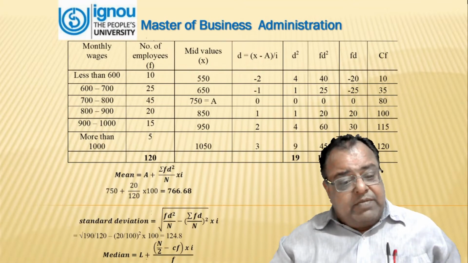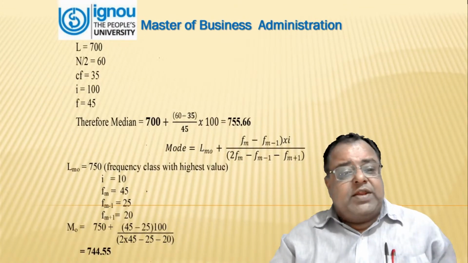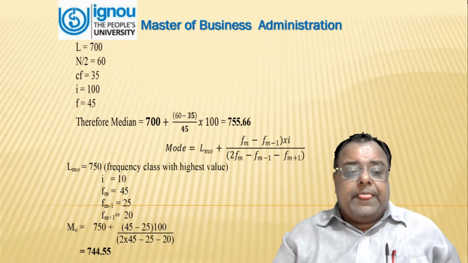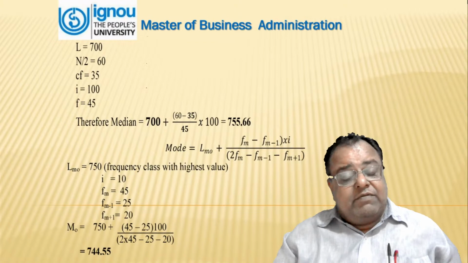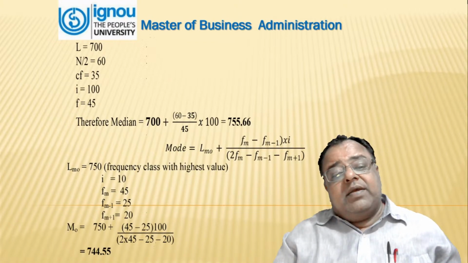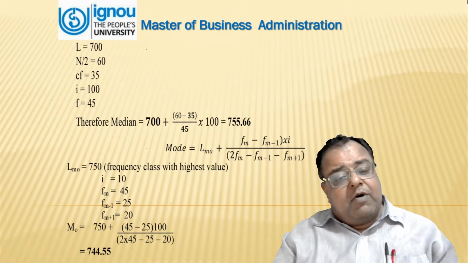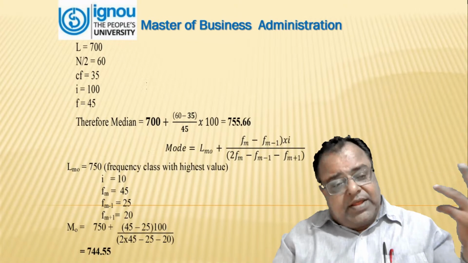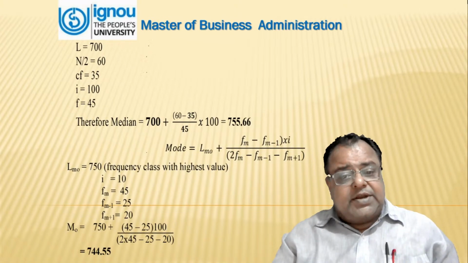And the formula for median is L plus N by 2 minus CF into i by f. Putting all these values, we get median as 755.66. We have to calculate mode. Here, for calculation purpose, I am showing mode by this formula, or we can use straight away the empirical relation. We'll get the same result.